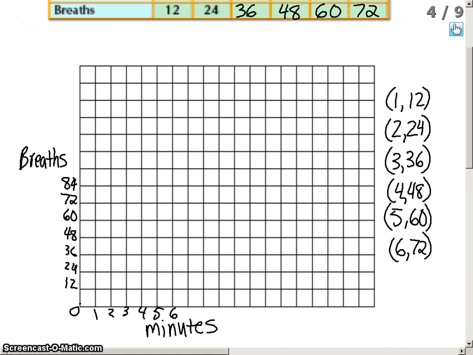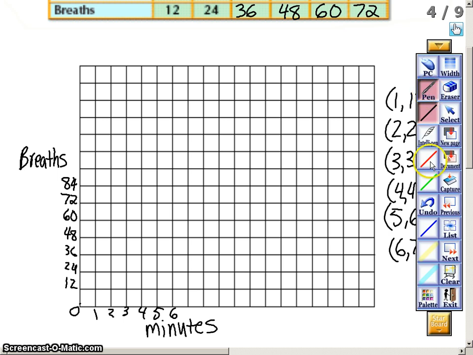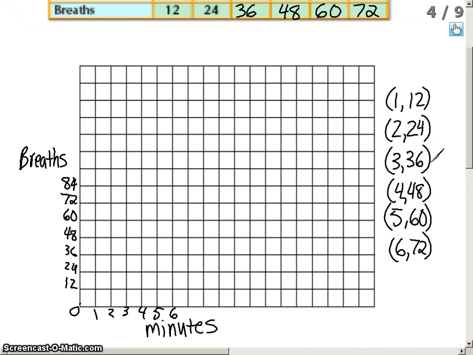Now from here, I'm just going to plot my points right on the grid. So I have 1 and 12 as my ordered pair. So I go over 1, plot my point. Let me get a different color here. 1 and 12. And then my next ordered pair, 2 minutes, 24 breaths. Then 3 minutes, 36 breaths. 4 minutes, 48 breaths. You can see I'm just plotting these right on my grid here. 5 minutes, 60 breaths. Then 6 minutes, 72 breaths.